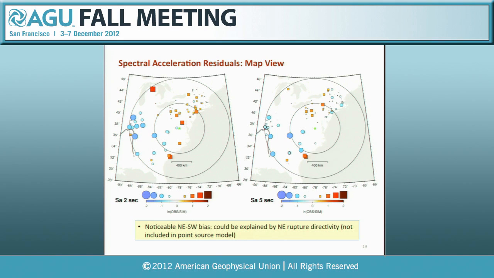This could be easily attributed to source directivity if the event located here ruptured towards the northeast, which has been proposed and I think is fairly well documented. That would tend to increase those motions and decrease these motions. Our point source model obviously does not capture that. There is some other interesting feature here up in the northeast at 5 seconds period. I'm not sure exactly what's going on with that, but that may indicate some regional variations as well.